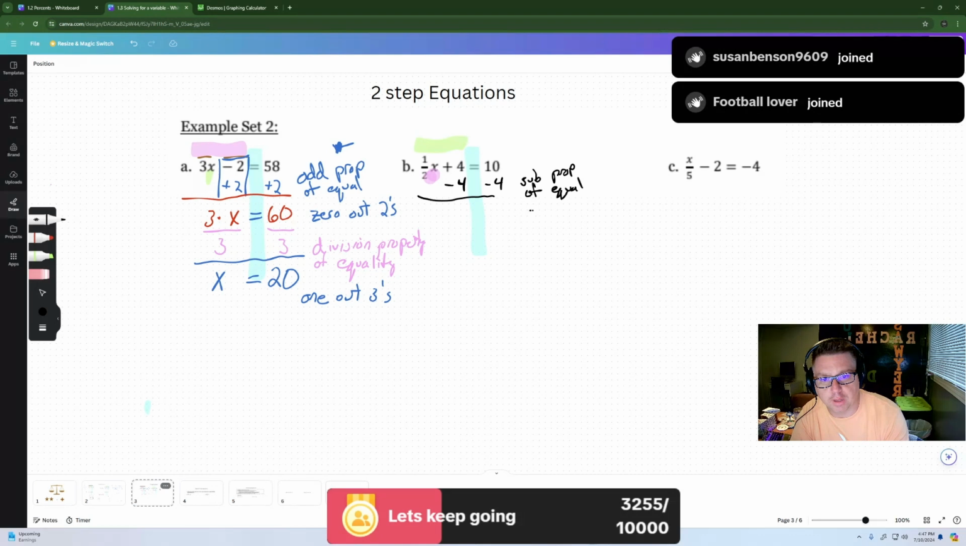Why are we doing that? Because we want to 0 out the 4's. Because what happens with a plus 4 and a minus 4? They cancel each other out, and I'm left with 1/2 times x. But 1/2 times x, I don't do fractions? Relax, it's okay, we'll get there. And then we do 10 take away 4, and we got 6. Now, remember, what are we trying to do with our number in front of our variable? We want to 1 it out.